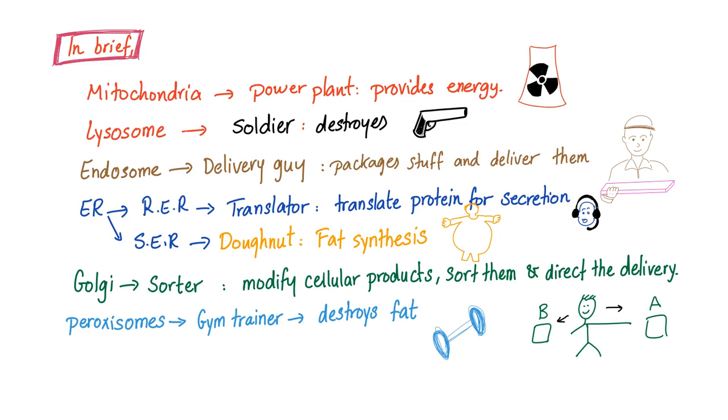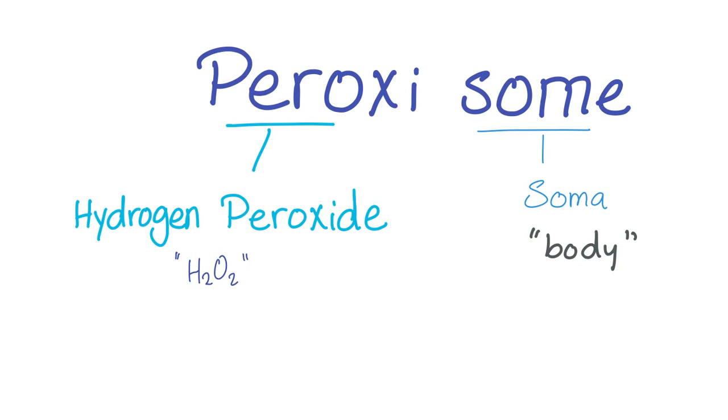It destroys fat. When we say peroxisome, endosome, whatever zome, it's from the Greek word soma, which means body. That's why we have somatic cells. Okay, again, soma means body. Peroxisome, because it has hydrogen peroxide, which is H2O2.